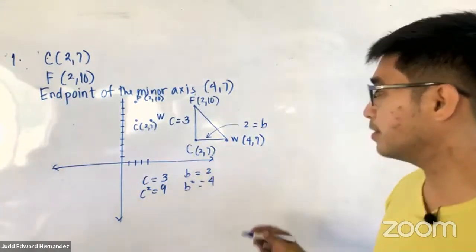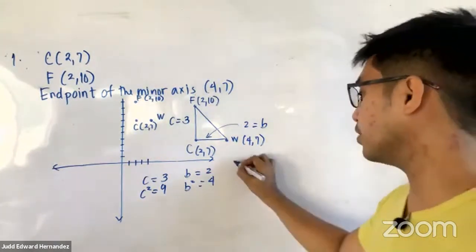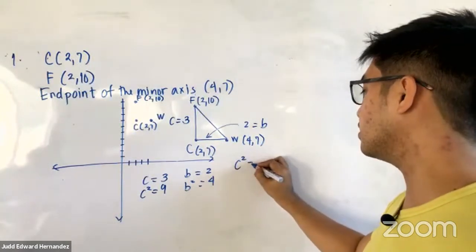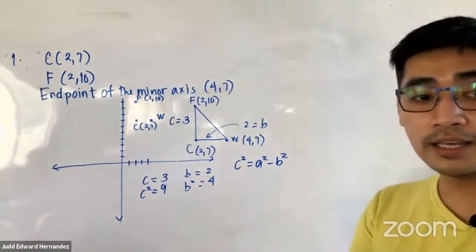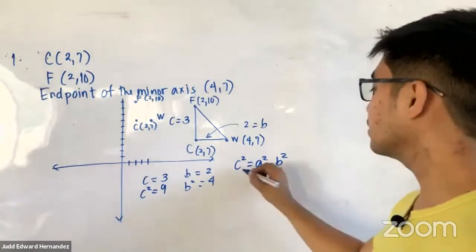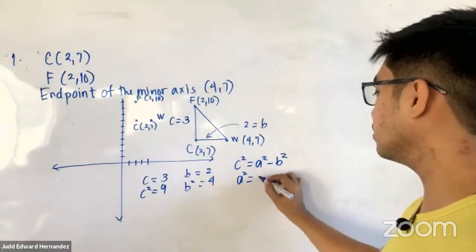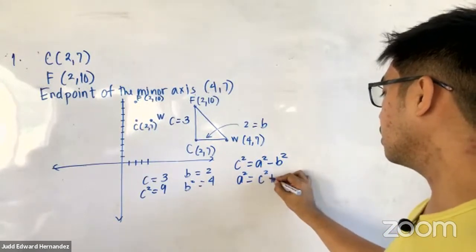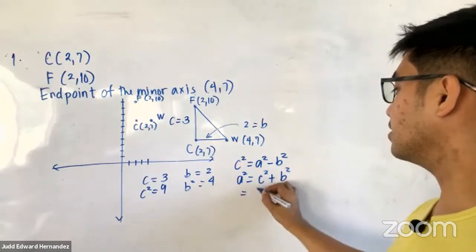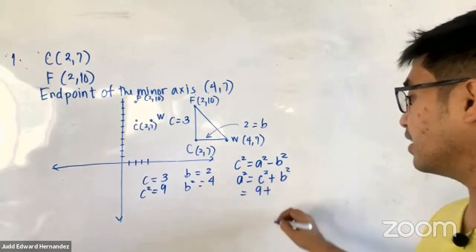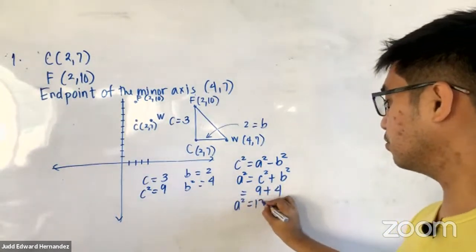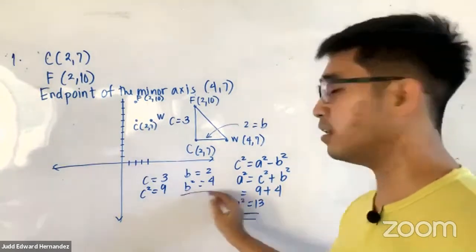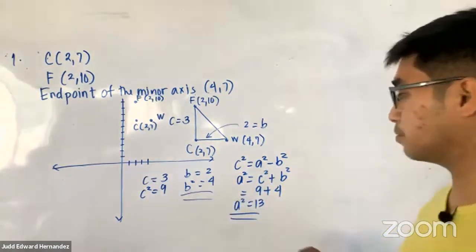What is our A squared now? Paano na natin makukuha yung A squared? Based on the triangle relationship, C squared is equal to A squared minus B squared. We could say that A is the longest among the three. Therefore, A squared is equal to the sum of C squared and B squared. Our C squared is 9. Our B squared is 4. Therefore, our A squared is equal to 13. We now have the value of A squared and B squared.